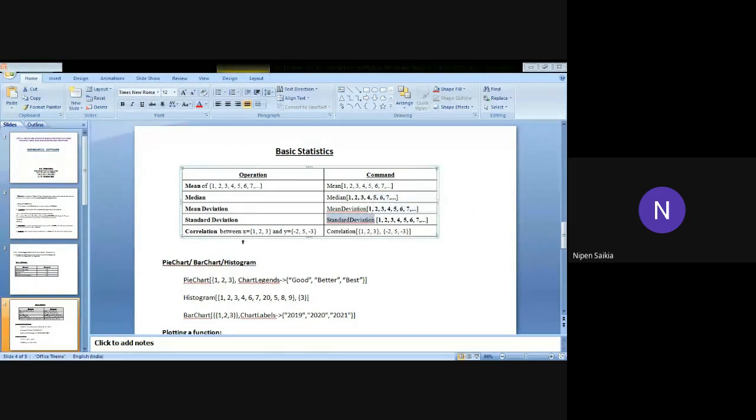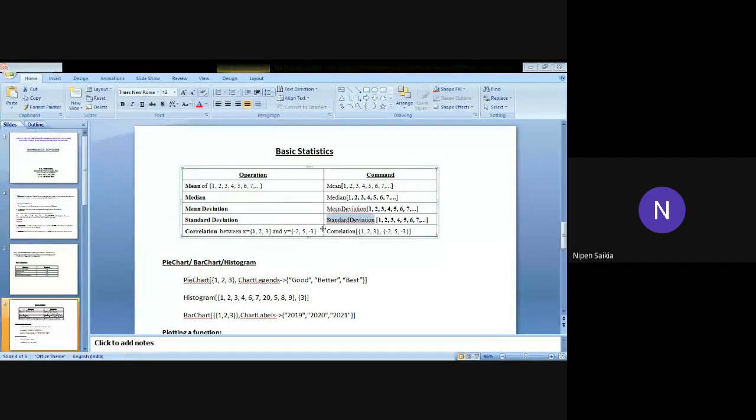Also, if we are given two sets of data, like x equal to 1 2 3 and y equal to -2 5 3, for this data we can also find the correlation coefficient. So there are many other applications of Mathematica software in statistics also. We can do the computation with the help of Mathematica.